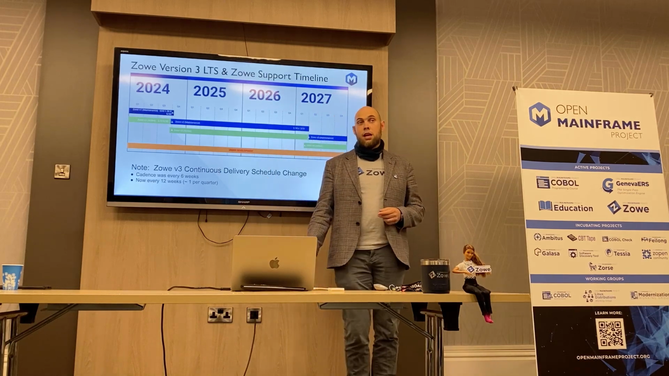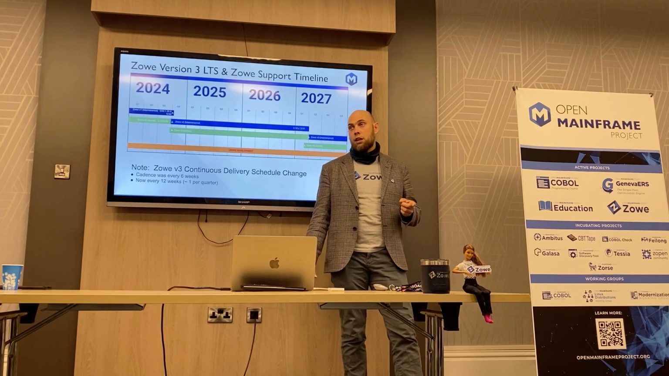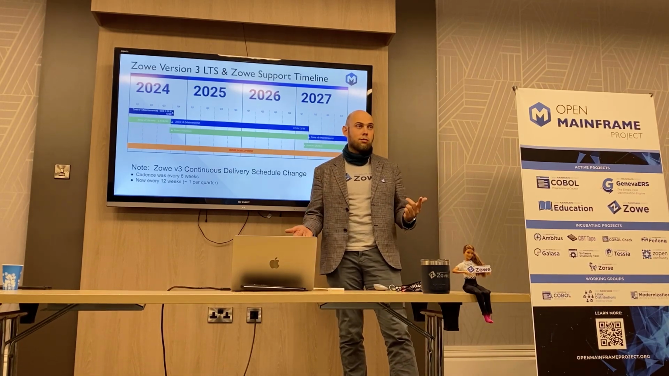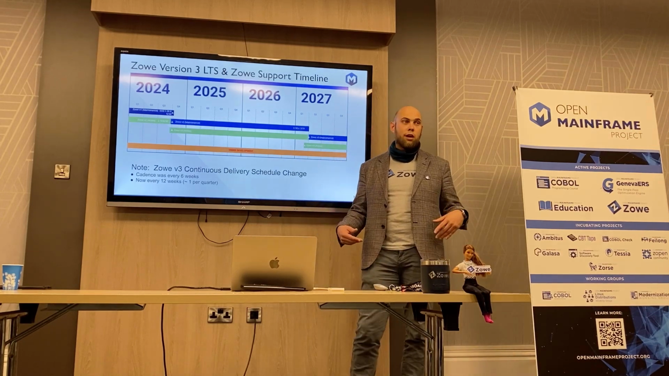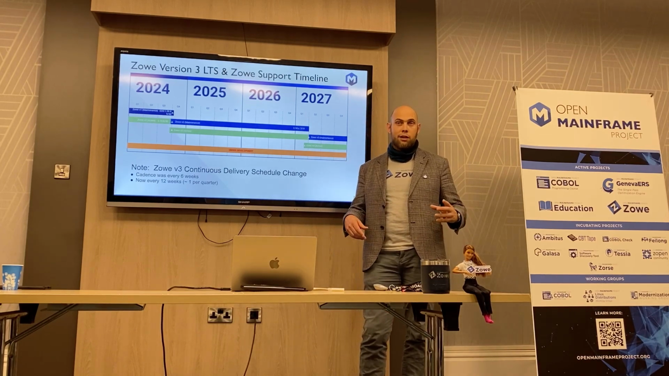For Zowe V3, we are changing the delivery. Originally for Zowe V1 and V2, we were delivering every 6 weeks, but based on the feedback we've heard from many different customers, we found out that it's just too often, and so we are moving to deliveries every 3 months, with the possibility of batch release deliveries whenever needed.